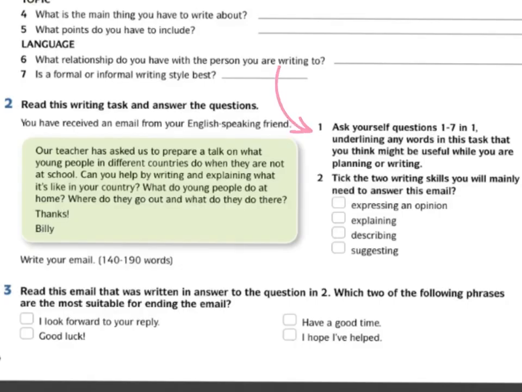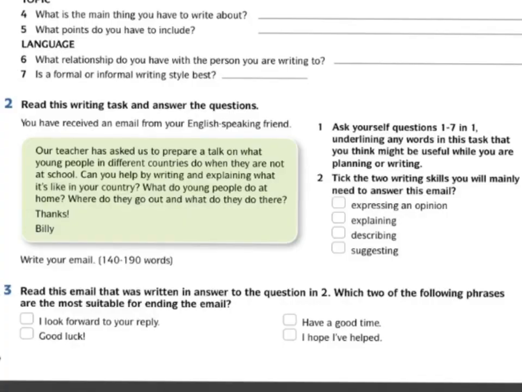So, before replying Billy, ask yourselves questions 1 to 7 in task 1, underlining any words in this task that you think might be useful while you are planning or writing. So, what should you underline here? So, question 1. Who has sent you this email? My friend, Billy. What does he have to do? Prepare a talk on what young people in different countries do when they are not at school. Question 3. Why are you replying? Of course, you are going to give him information.